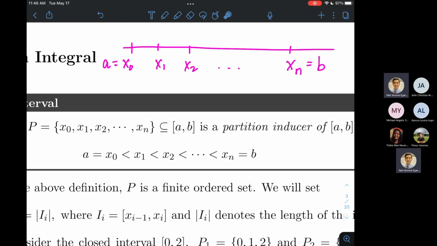So yun lang yung ibig sabihin ng partition inducer. Okay? So it is a partition, the partition inducer, as I've mentioned, is a finite ordered set. So crucial dapat na nasa-satisfy itong inequality na to. Alright? Para lang magkaroon lang ng sense yung mga intervals na ipapakita ko sa inyo later. Okay?